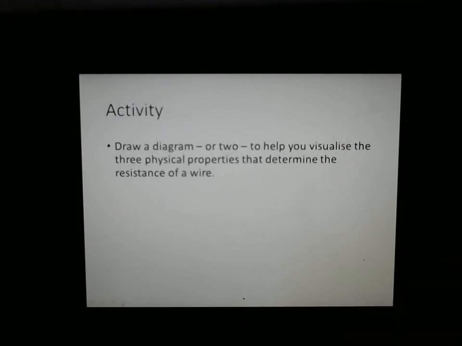Alright, for a quick activity, I'd like you to draw a diagram or two to help you visualize those three physical properties that determine the resistance of a wire. So using that formula, I want you to draw 1 to 2 diagrams that help you visualize that explanation I've just given you. And you can find lots of pictures like this online, so feel free to go searching for inspiration. Great, hopefully you've done that. So let's continue on.